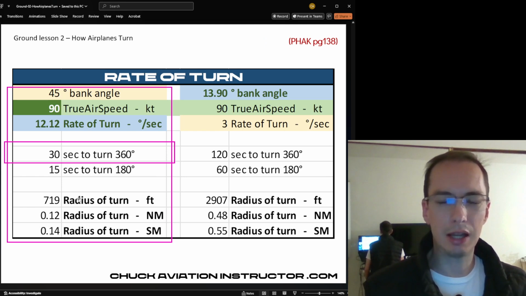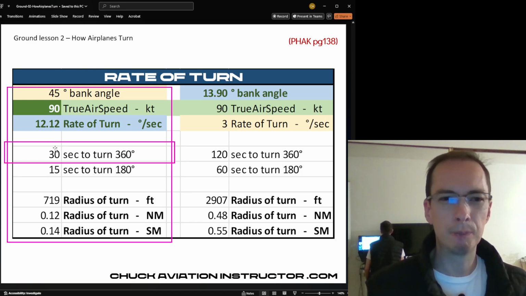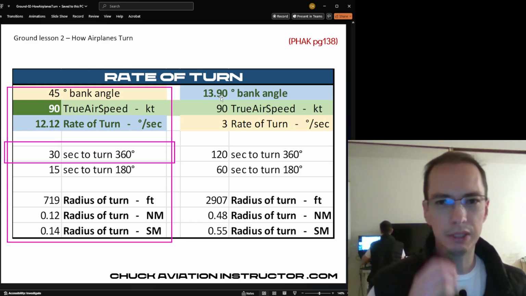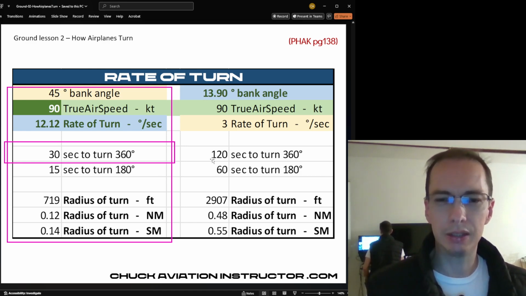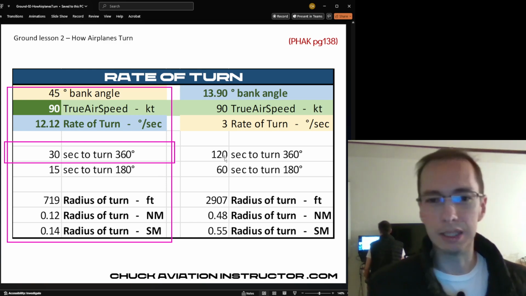Okay, so here are the calculations you make. When you bank at 45 degrees, you can complete a full circle in 30 seconds. Whereas at a shallow turn of more or less 15 degrees of bank angle, it will take you about 2 minutes. So 4 times the time.